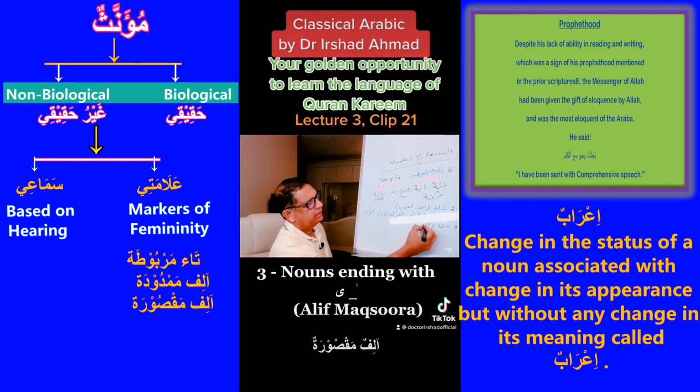Alif maksura. Mamduda was elongated, long, tall. Alif maksura is short. This is kind of short alif maksura. So they end in alif maksura.